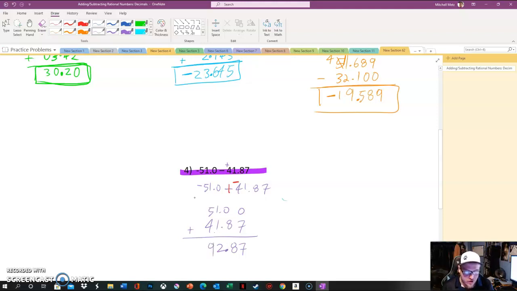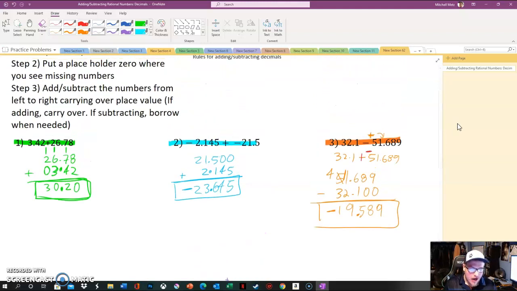Now, because they're both negative, I'm going to come back to it. They're both negative, so this has to be a negative number. So my answer is negative 92.87. Let me check that with my calculator. And again, you'll always want to check with your calculator. Just make sure you're doing it correctly by hand first. That is correct.